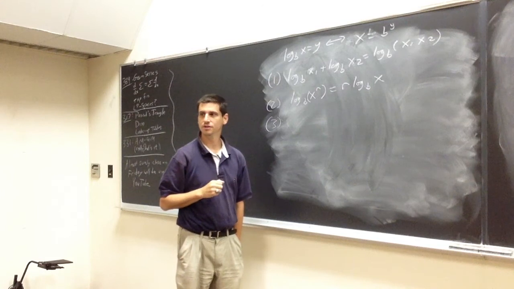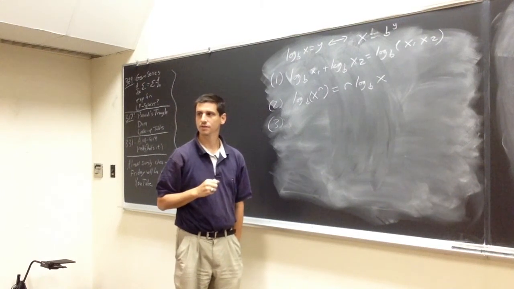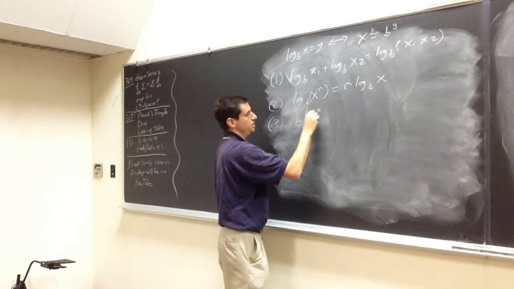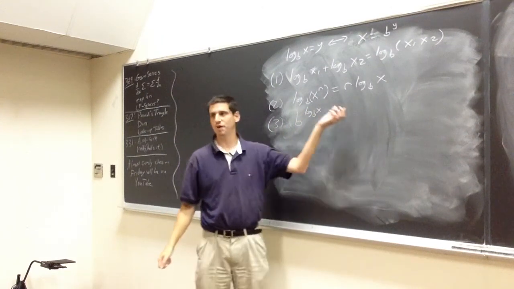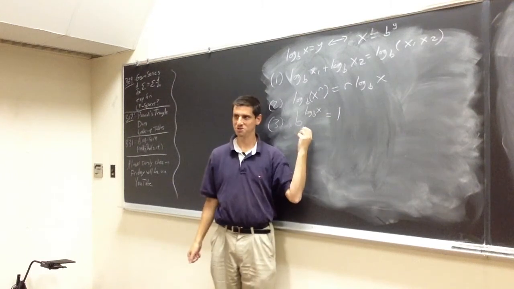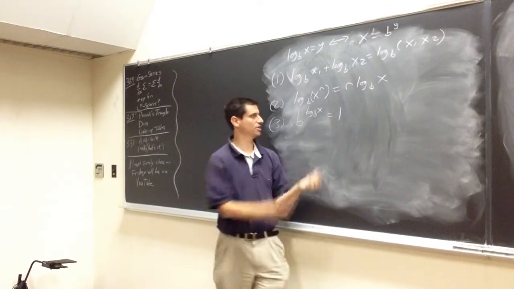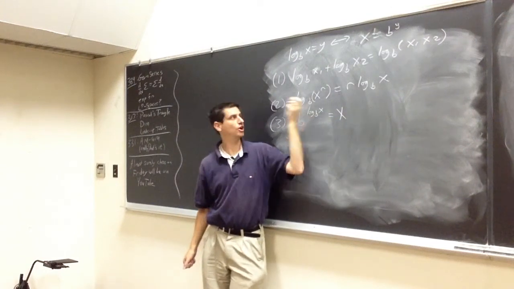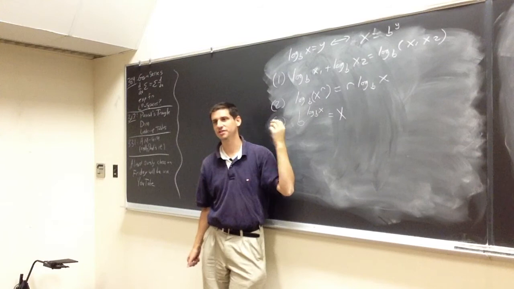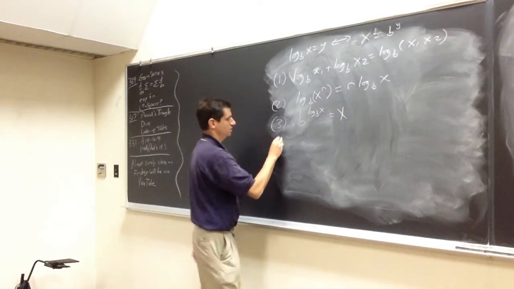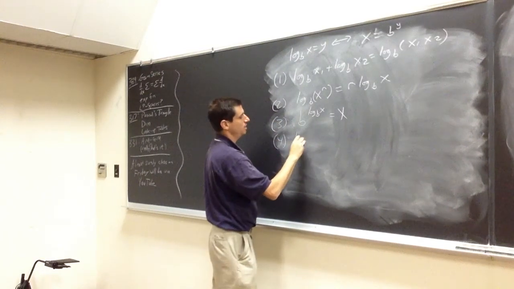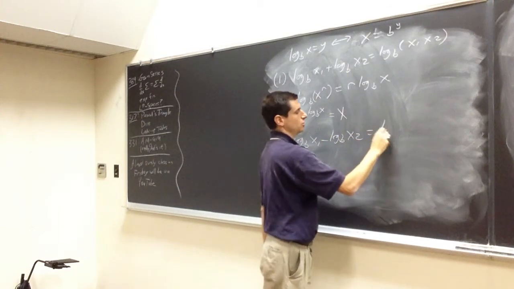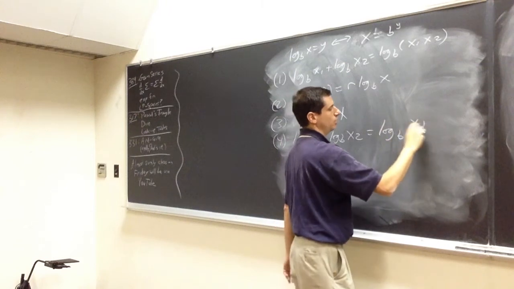Yes? I guess b to the log base b of x is x. This is proof by words. I take b and I raise b by the number of powers of b I need to get x, and I get x. All right, there's another log law which is related to one of the ones above. Yes? Division is subtraction. Excellent. The log base b of x1 minus the log base b of x2 is the log base b of x1 over x2.